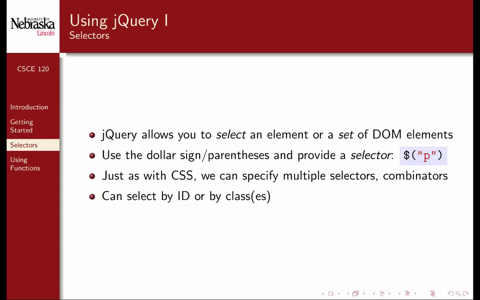jQuery allows you to select an element or a set of DOM elements. Recall that DOM stands for Document Object Model. To select elements, we use the selector function, which is simply just a $ sign followed by parentheses, inside which we place a selector. The selector follows the same rules as CSS. We can specify multiple selectors and use combinators. We can also select by ID or use classes.